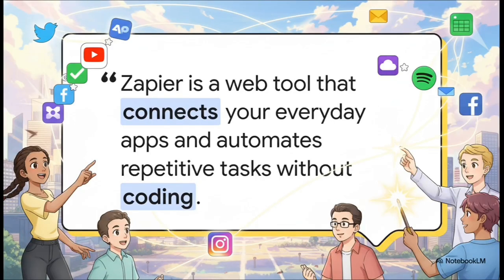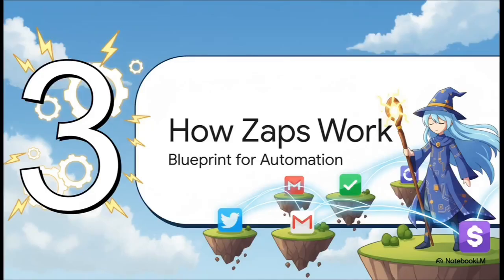First, it connects the apps you already use every day. But second, and this is the absolute game changer, it does it all without coding. This is what opens up the world of automation to everybody, not just developers. It's huge. So how does all this magic actually happen?